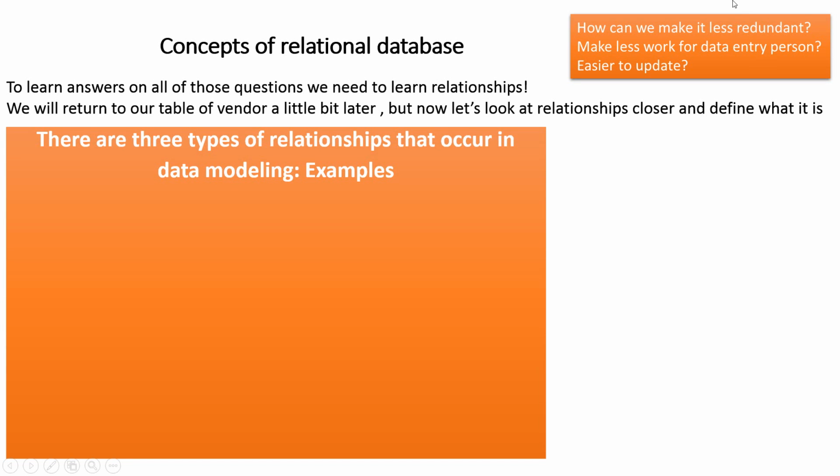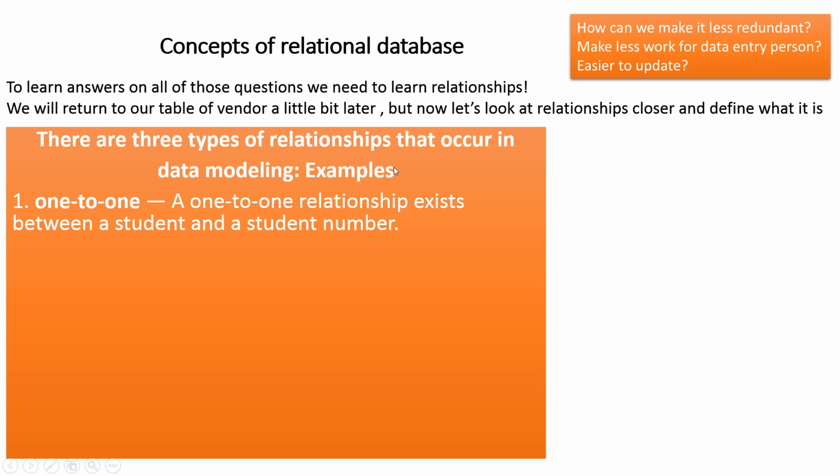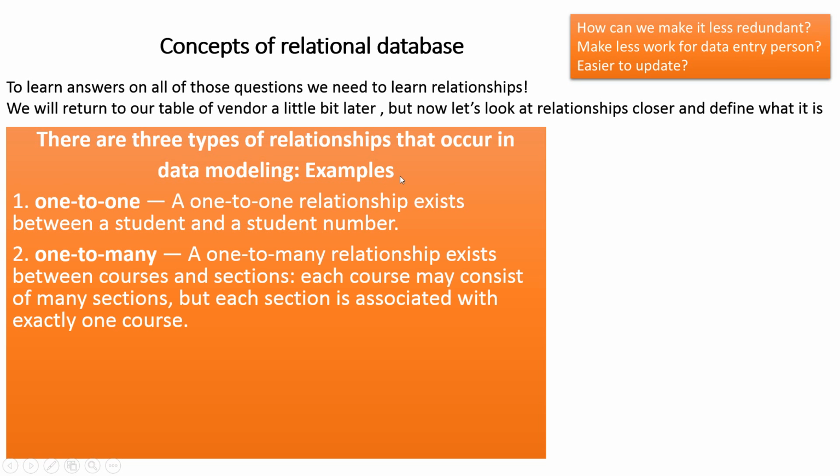There are 3 types of relationships that occur in data modeling, right? The first is the one-to-one relationship. This exists between a student and a student ID number, between a student and a student first name, right? This is a relationship within one row of a table. The second relationship, which we will learn, is the one-to-many relationship. A one-to-many relationship exists between courses and sections. Each course may consist of many sections, but each section is associated with exactly one course.